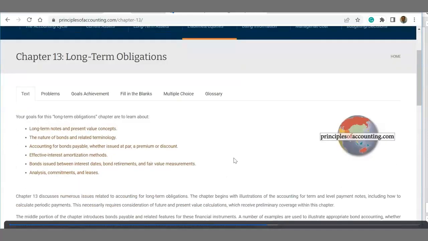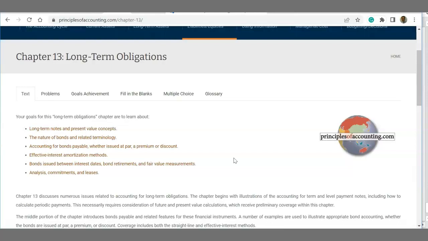So let's talk about chapter 13 a little bit. I believe we're going to cover notes and the present value concept. Yes, it's possibly going to be a hard chapter. We are going to look at the nature of bonds and related terminology. We are going to learn accounting for bonds payable, whether issued at par, premium, or discount, and the effective interest rate amortization method that will be accepted by GAAP. And also, it's very important if you want to do the CPA examination.